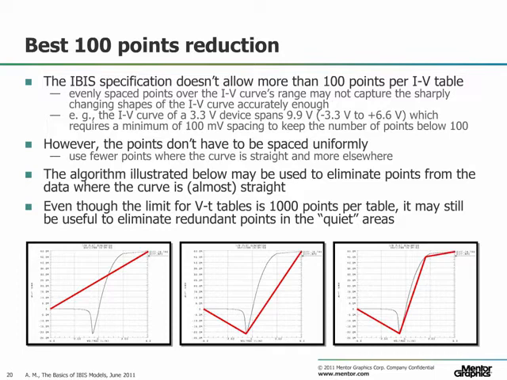On the other hand, the IBIS specification doesn't require that the data points be uniformly spaced along the x-axis. This allows the model maker to pick the points off of each curve that describe its shape most accurately. The bottom of this slide illustrates an algorithm in a graphical way and shows how the points of the IV curve can be reduced without losing accuracy in the areas where the curve is changing rapidly.